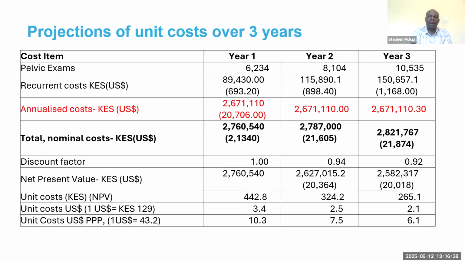So over 3 years, if you look at the unit costs per dollar, assuming 129 Kenya shillings, for the first year it was 3.4. That is the unit cost of integration. In year 2, because we assume that healthcare workers are seeing many more patients but using the same skills, the unit costs go down to about $2.5, and in year 3, they drop further to $2.1. Next slide.